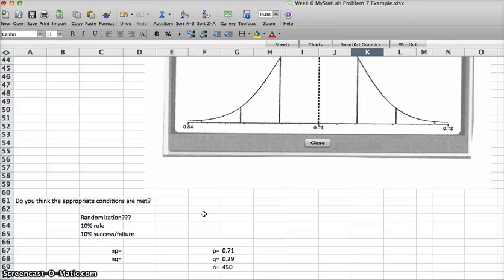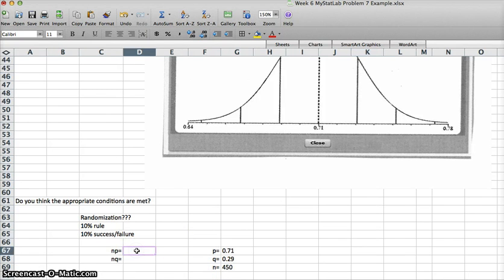Well, how about the other 2 rules, the 10% rule? This condition is that the sample must be no larger than 10% of the population. Well, if our sample was 450, we would have to think that there are more than 4,500 college students. So we can say that the part 2, the 10% rule, has been met. Now, how about the success failure condition? Well, to do that, we have to say N times P and N times Q and make sure each one of those is over 10.